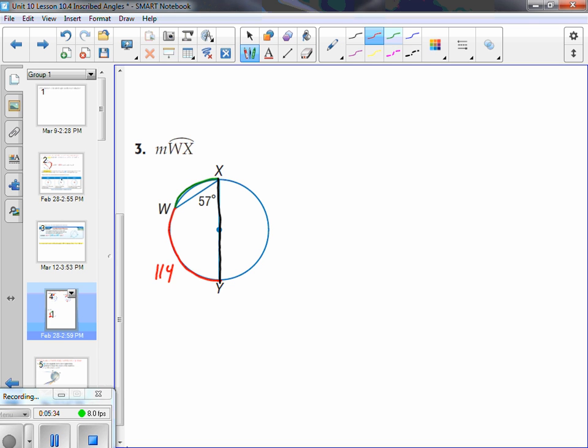114. So can't we just subtract 114 from 180 to find the measure of the arc they tell us to find? And what is 180 minus 114? And there's the measure of arc WX. So that's still not a very difficult problem. But having said that, it's also one that's easy to miss, isn't it?